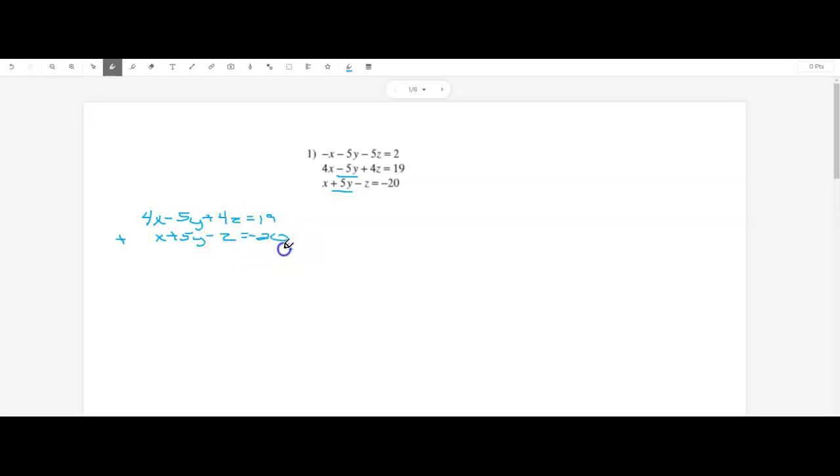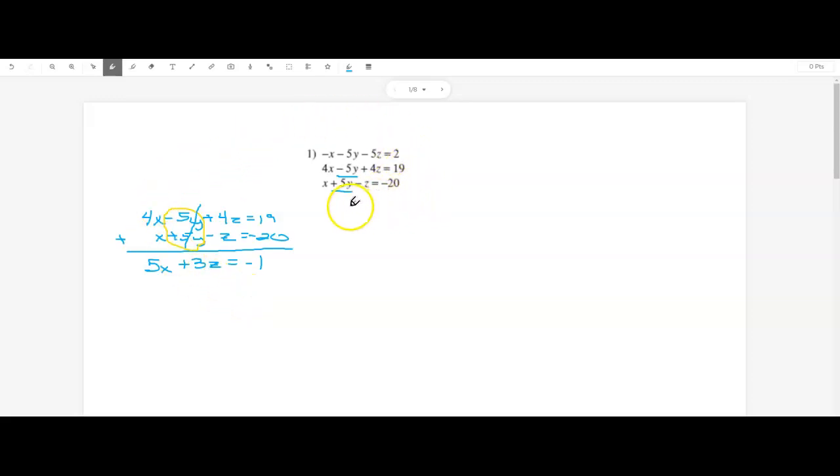Now what I'm going to do is combine those two equations, making note that my y variable term is going to cancel out. So that is gone, because negative 5y plus 5y is 0. So now I have 4x plus x is 5x. 4z minus z is plus 3z. And 19 minus 20 is negative 1. So that's the first step.